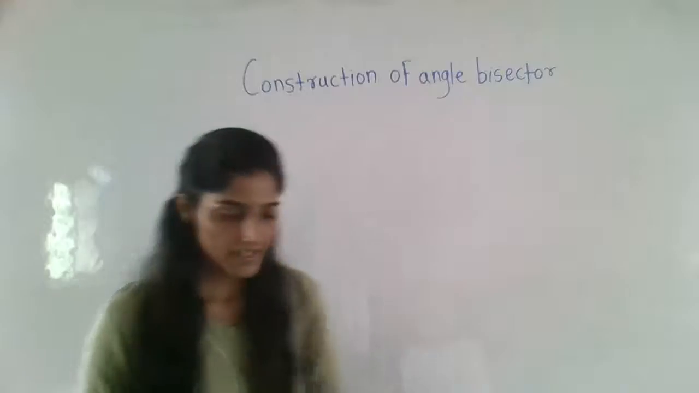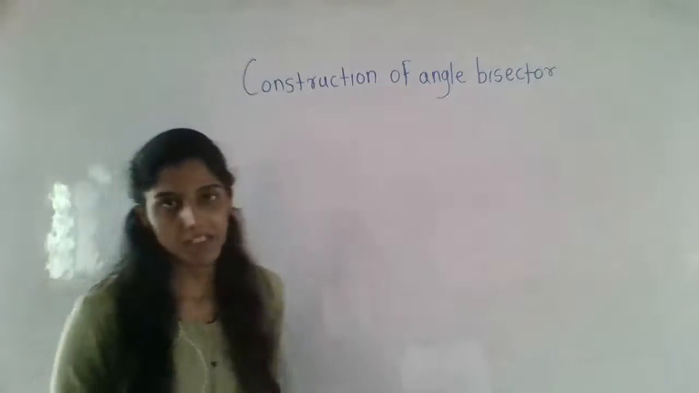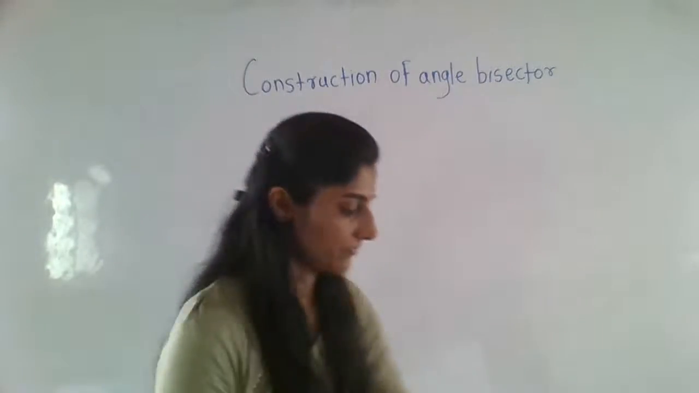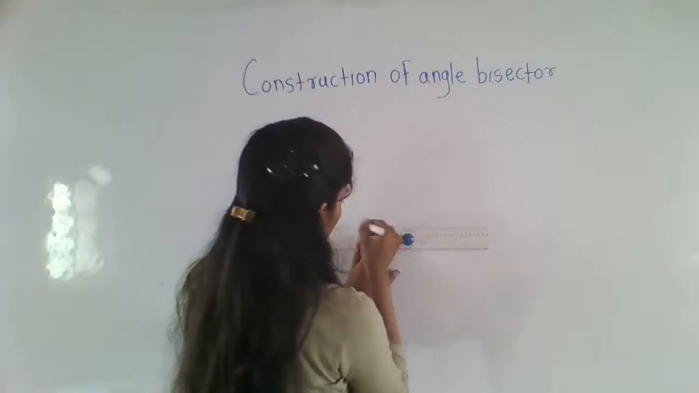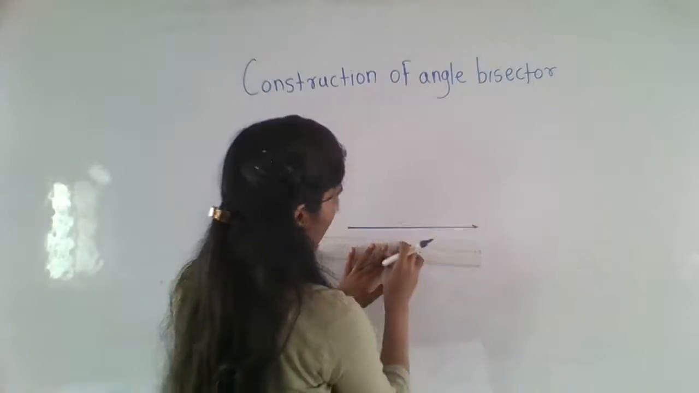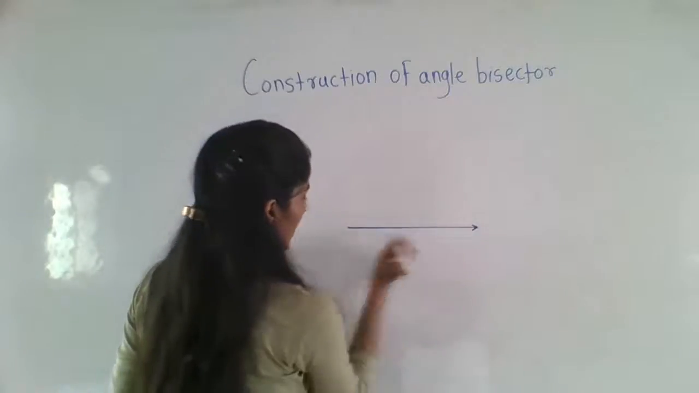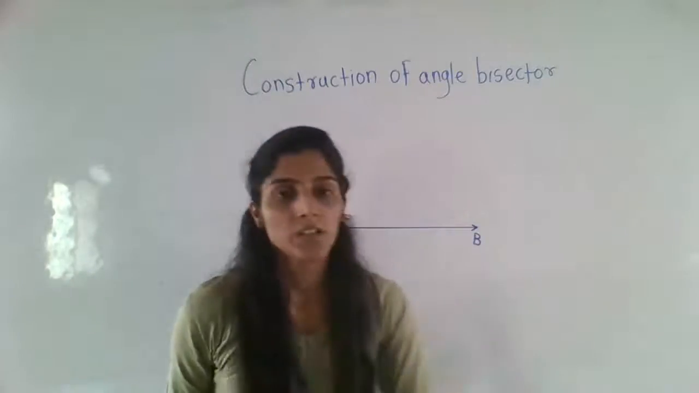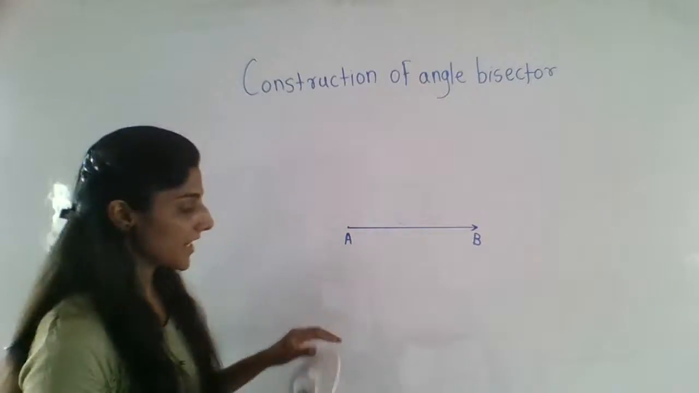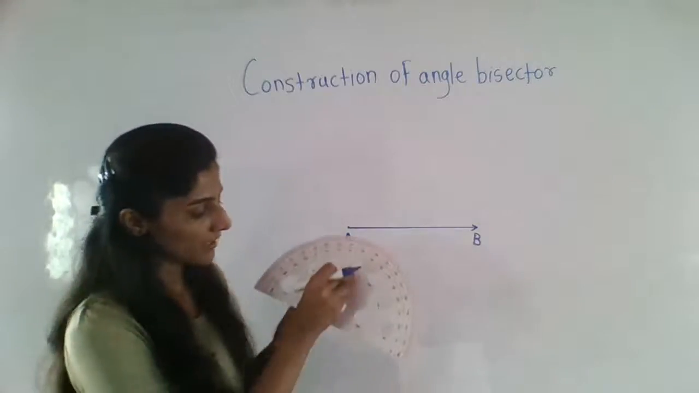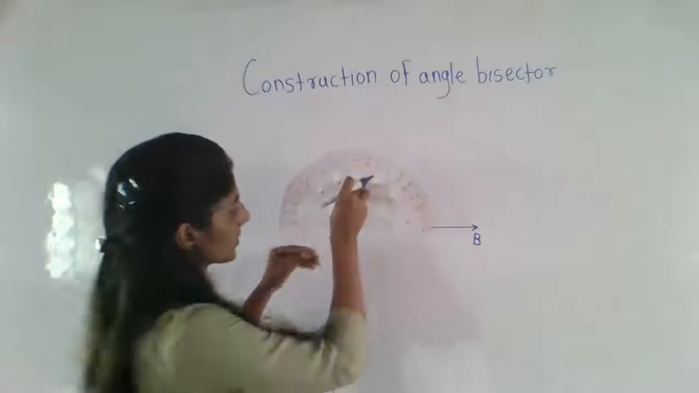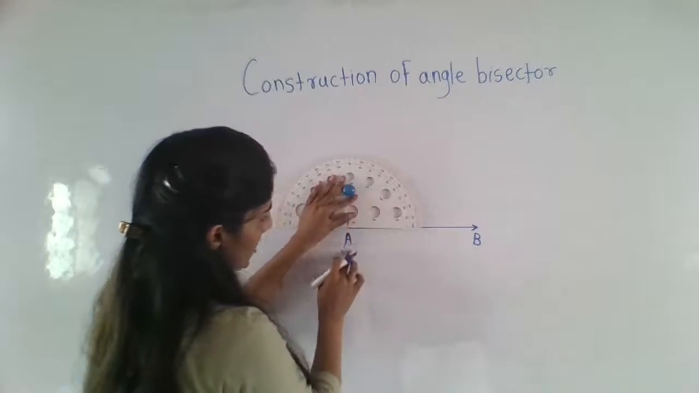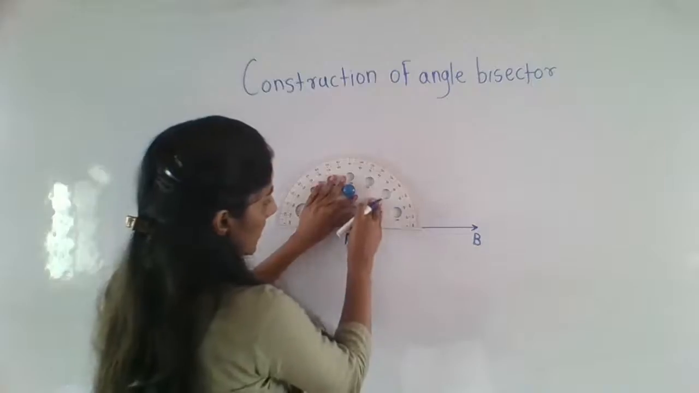Here we will take an angle. Suppose we take an angle of 80 degrees by using a protractor. First we will draw a ray here and name it as ray AB. Now we want to draw an angle of measure 80 degrees. Now keep the middle point of the protractor on the initial vertex of the ray, perfectly matched to the initial point of the ray.